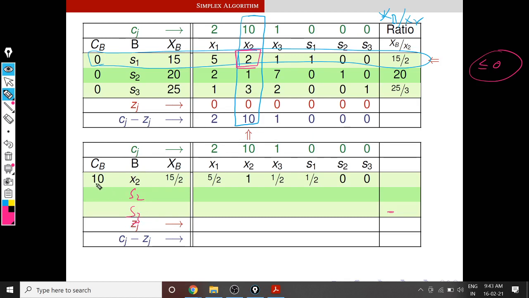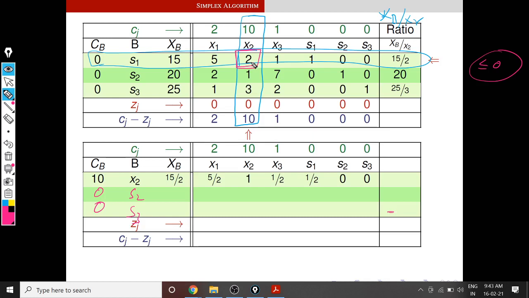And what about the cost? What is the cost of x2? The cost of x2 is 10. You got it? This is our cost values. So cost of x2 becomes 10 and their costs are 0. Then we have to convert this 2 as 1 using row operation.